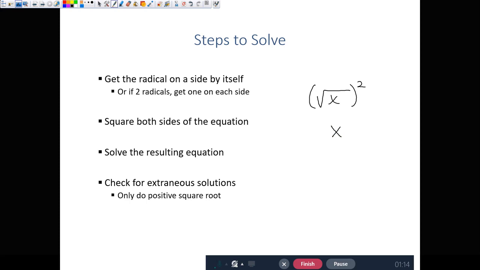Okay? Once we eliminate the square root, we're going to solve the resulting equation. We're going to check for extraneous solutions. We are only going to have positive square roots. So if we have a square root by itself equaling a negative number, then that is no solution. Okay? Which we'll be talking about in just a minute.